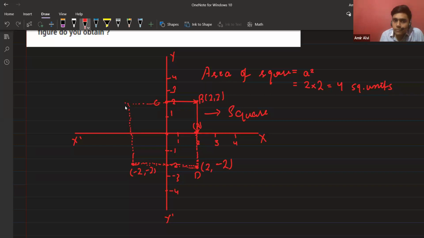Suppose this point is E and this is F. So what is the value here? Is x changing? No, y is changing. Y is changing, -2, 2.